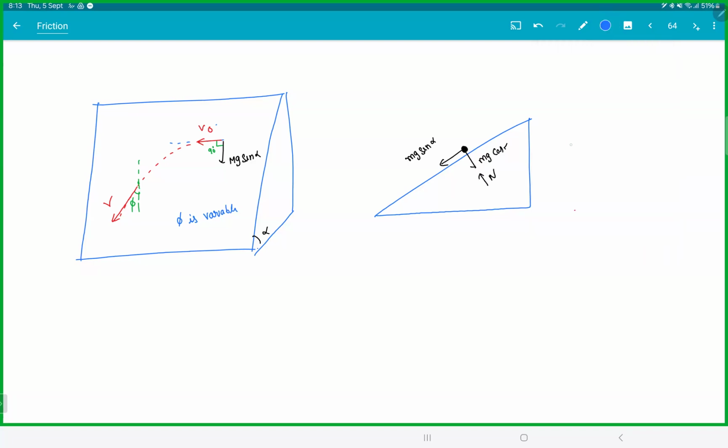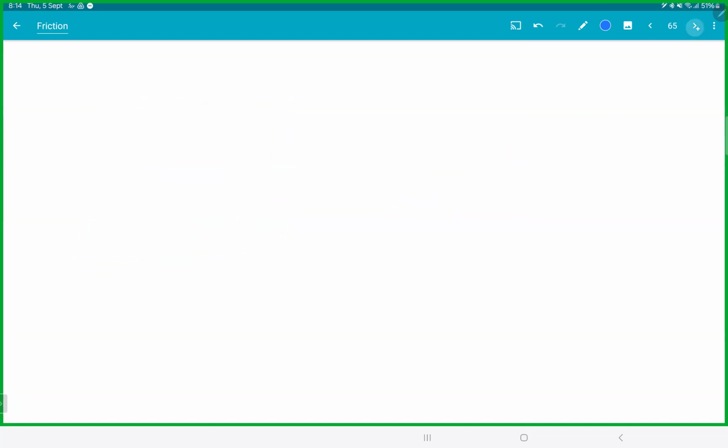This is your side view. Just the forces. And the friction, remember, friction is always opposite to velocity. Friction has nothing to do with forces. Friction doesn't care about forces. Friction's first priority is always velocity. So now, if I try to draw this diagram, I'll draw a bigger one. See.